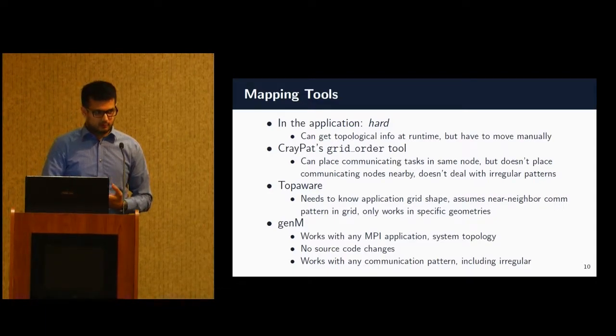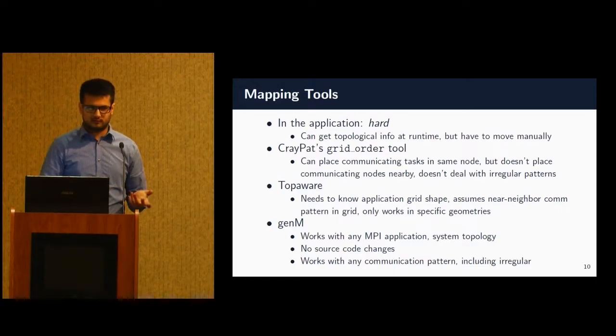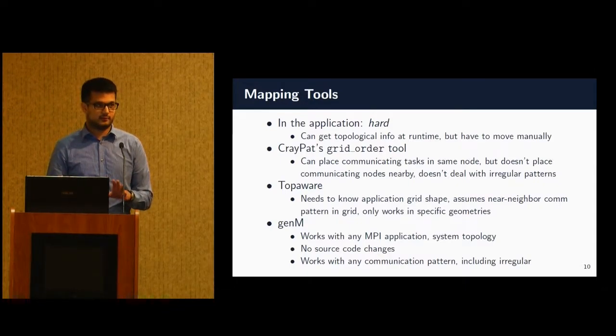There's another tool called TopoAware. Essentially what that does is assume a near neighbor communication pattern in this grid that you provide, but you need to know the application grid shape, which isn't always easy to get. And it only works for some specific geometry. So we'll see later on in some results that this can be good for some things, but in other cases it won't work at all.